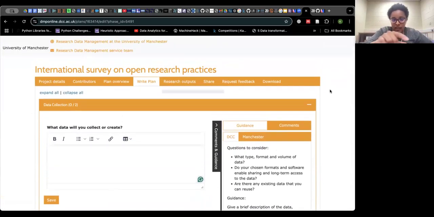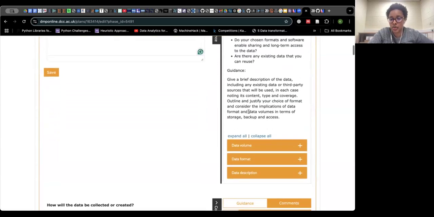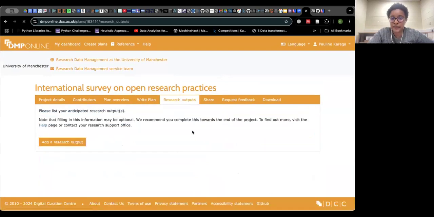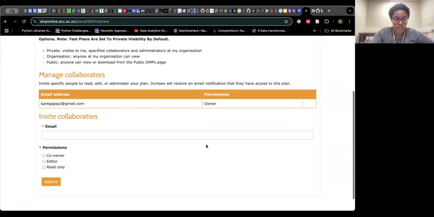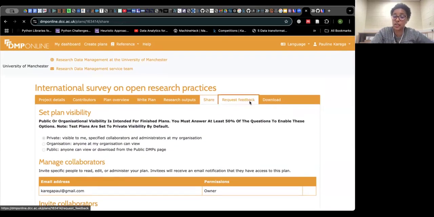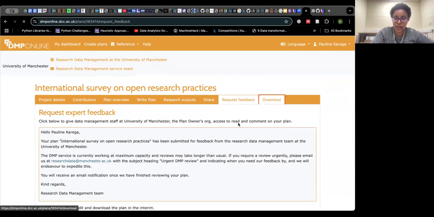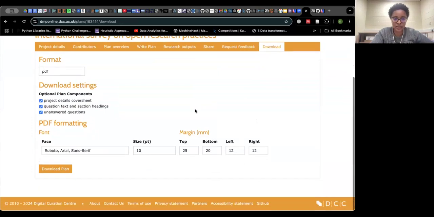As you go through the steps, it gives you descriptions if you're unsure what to consider. If you have research outputs that you already know, you can put them on there. And then eventually you can share with other people to edit. You can also request feedback, for example, I can request feedback from my university. And once you're done, you can download it in different formats to attach to your research plan.